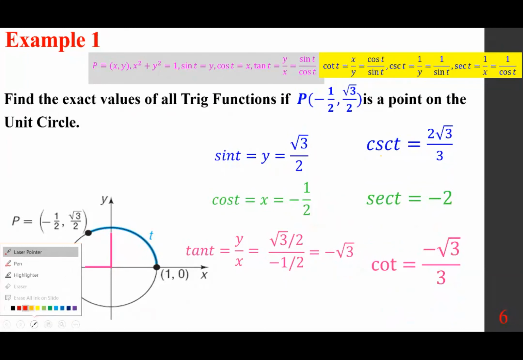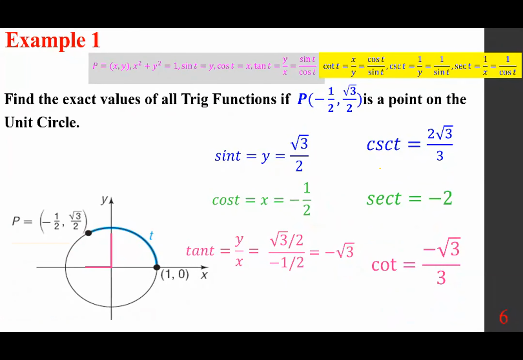So I hope you realize this is 2 over square root of 3. And if you multiply by square root of 3 over square root of 3, you get this. This one is very straightforward. And this one is 1 over minus square root of 3. And if I want to rationalize that, multiply it by square root of 3 over square root of 3, and it gives me this answer. That's just so you see how we arrive at it.